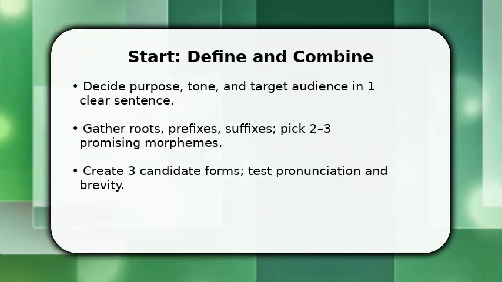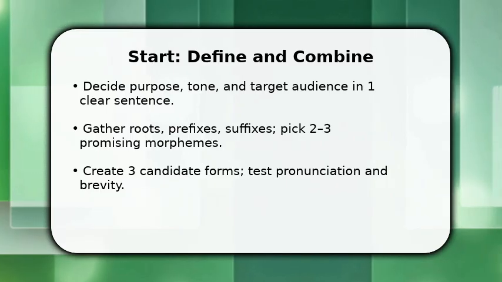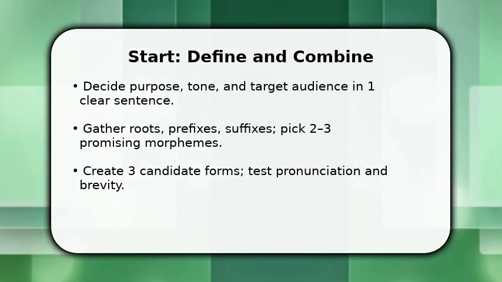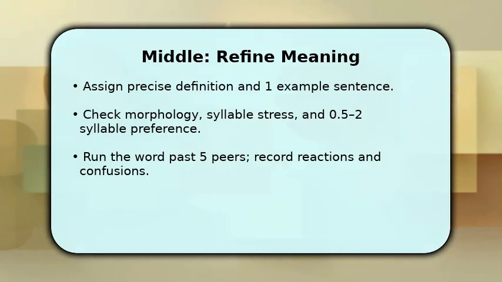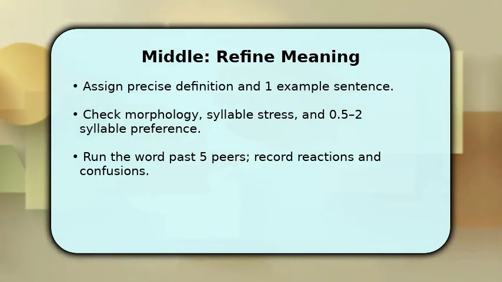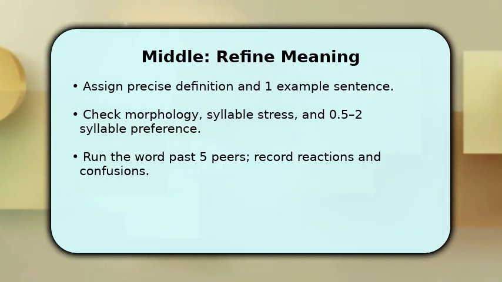You'll move faster if you jot each candidate and 1-sentence backstory explaining the concept and intended register. You now focus on sharpening meaning and form. Start by writing a concise dictionary-style definition and 1 example sentence showing typical use. Next, test morphological fit. Does it take plural, comparative, or verb forms? Experiment with syllable stress and shorten or lengthen until natural.